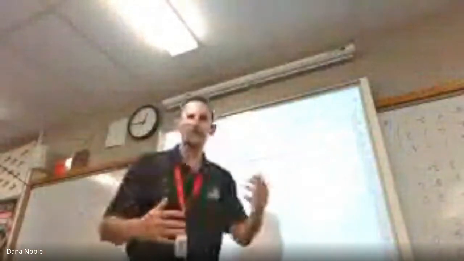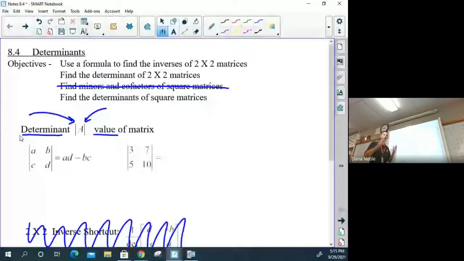Find the determinant of a 2 by 2, new lesson for today. We're not going to do the minors and cofactors, and you can see that's crossed out. And we're going to find determinants of other square matrices. 2 by 2s and 3 by 3s is what we're going to be focusing on this year. So first up, a determinant is a value. Determinant is a value of a matrix and will be denoted by the absolute value bars that you see around A. That's telling us to find a value. It may be positive or it may be negative, but we're going to find a value.